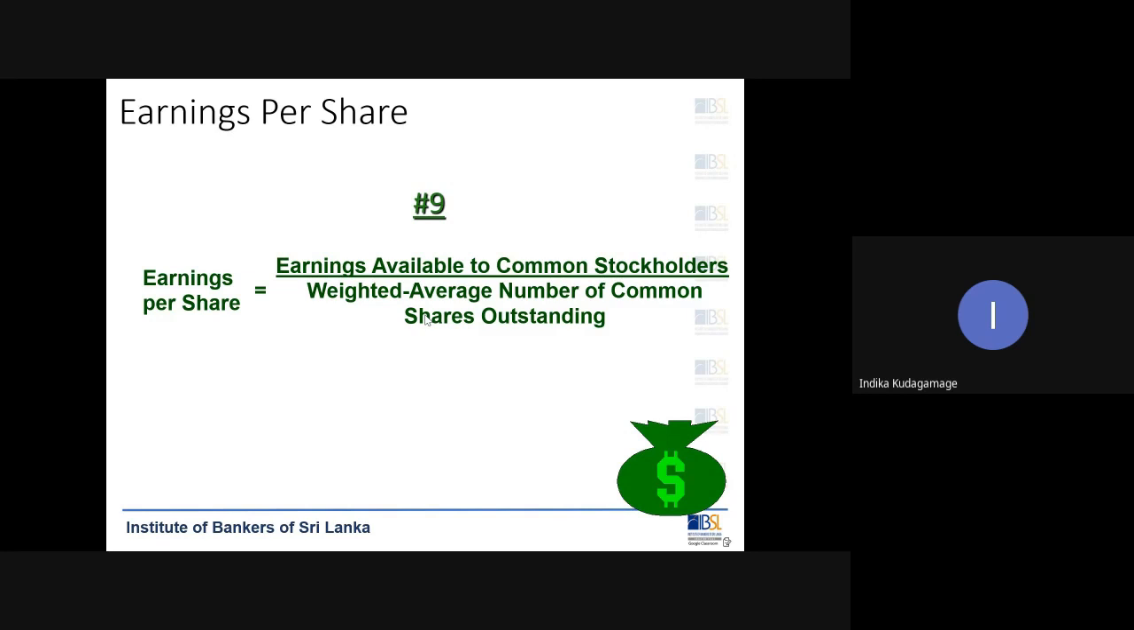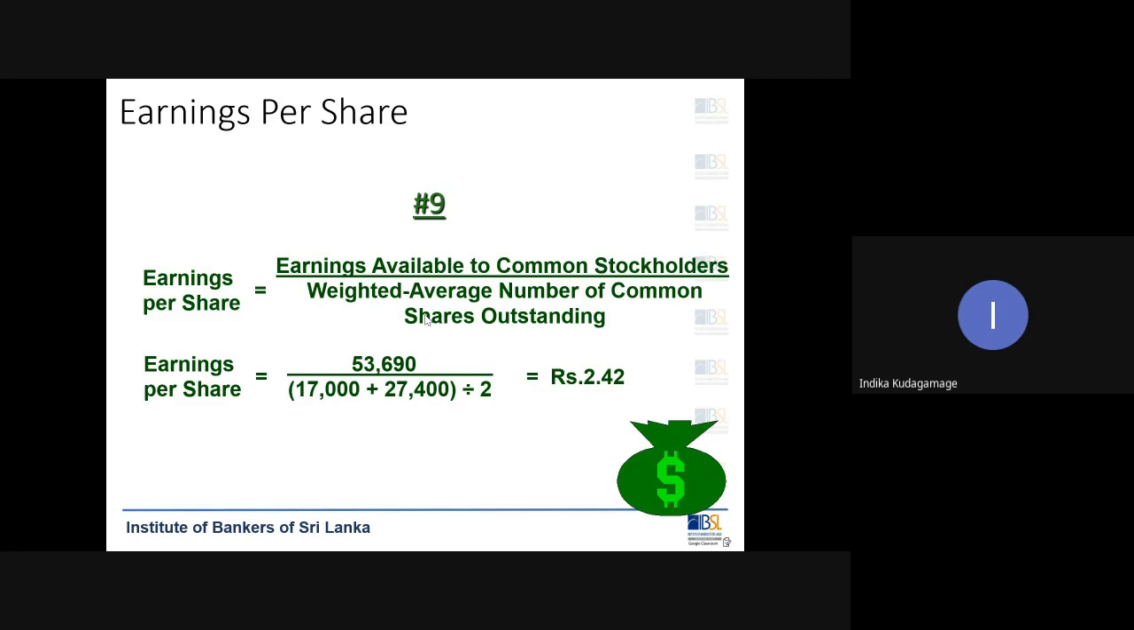Earnings available for common stockholders, that is the distributable profit, divided by the weighted average number of common shares. This is the number of shares. Per share, what is the availability? Profit divided by number of shares. That means earnings per share is 2 rupees and 42 cents in this case.